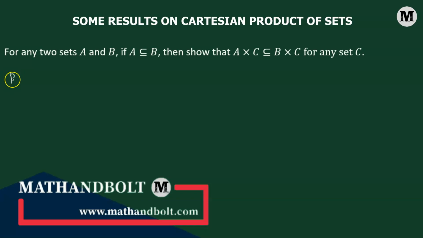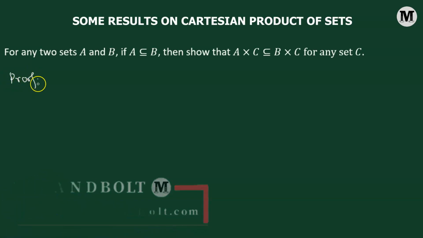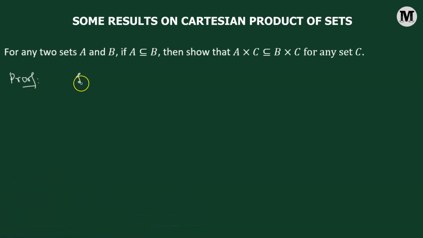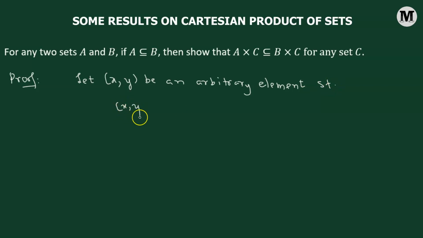Let us begin. Here we will begin by considering an arbitrary element, and that element is going to be an ordered pair. So let's consider it to be (x, y). So let (x, y) be an arbitrary element such that the ordered pair (x, y) belongs to the set which is the Cartesian product of A and C.